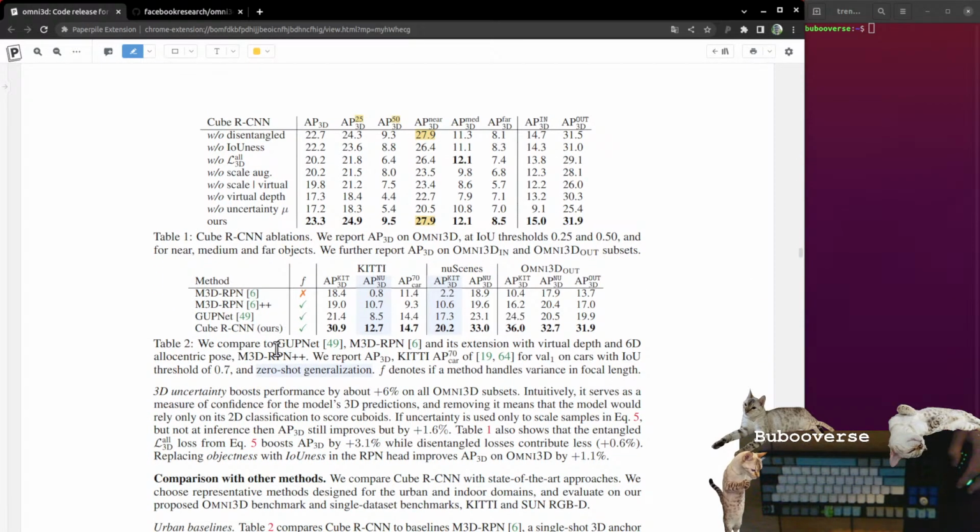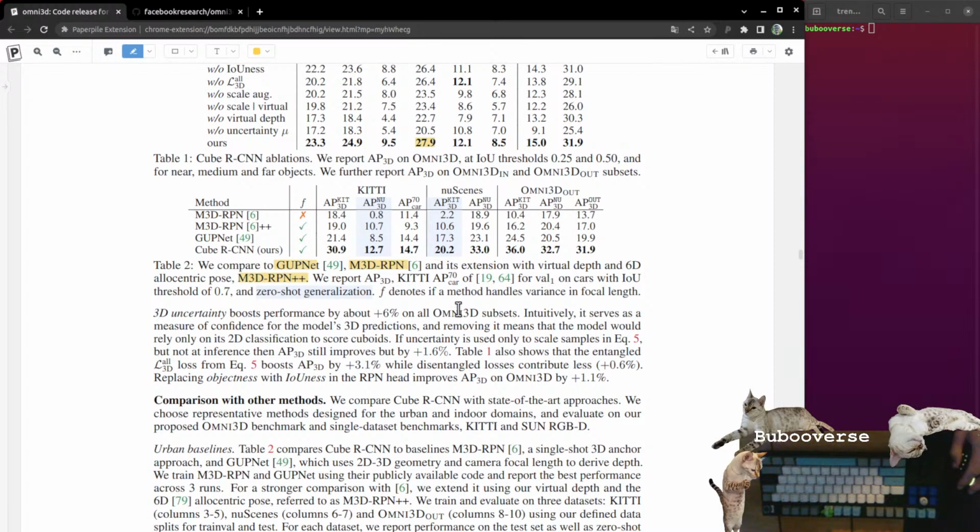They compare to GUPNet and M3D RPN, and then an extension of it, M3D RPN++. And yeah, the results are significantly better here. Almost beating it, all of these across the board here. But again, I mean, these are going to kind of be picked for that. Yeah, this is kind of the coolest part.